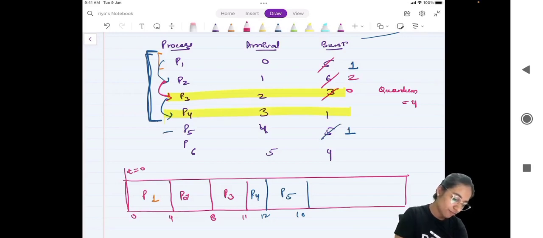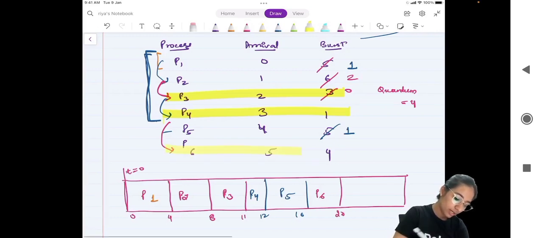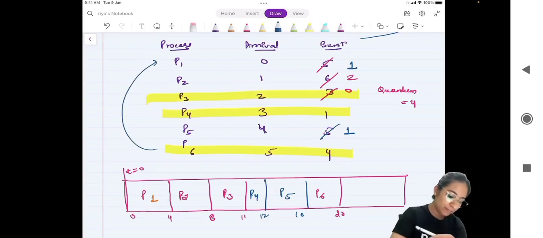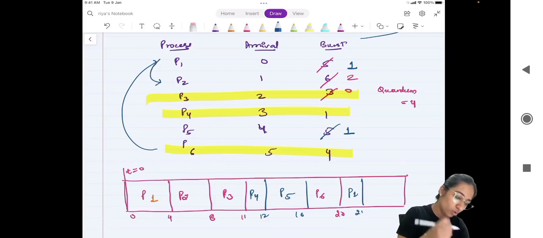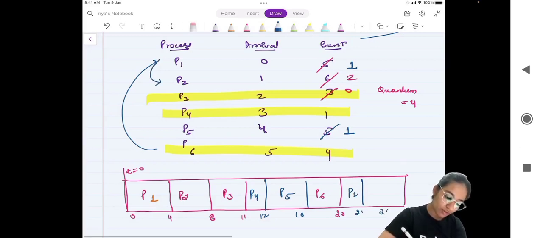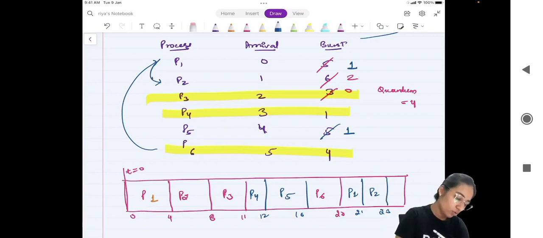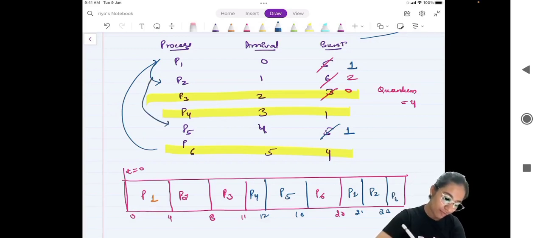Now we have P6. P6 will basically execute till 20 and now this is also done. Okay, now you will go back to the leftover processes. This was also done. After this, you go back to P1. P1 still has 1 left. So you execute P1. Then you go to P2. P2 still has 2 left. So you do for P2. Okay, and then you go to P5, which still has 1 left, and this ends over here.